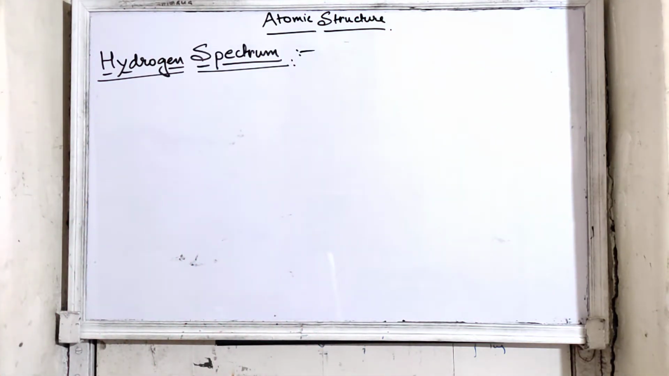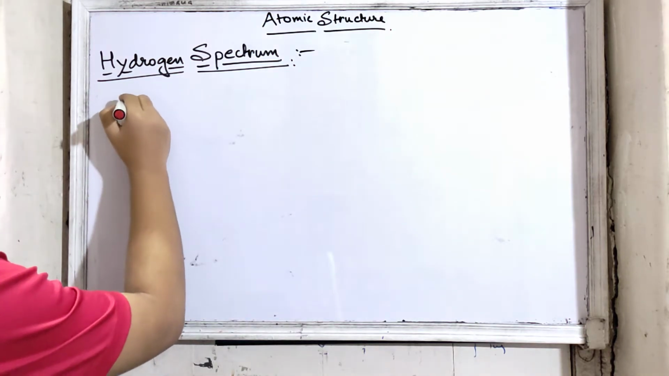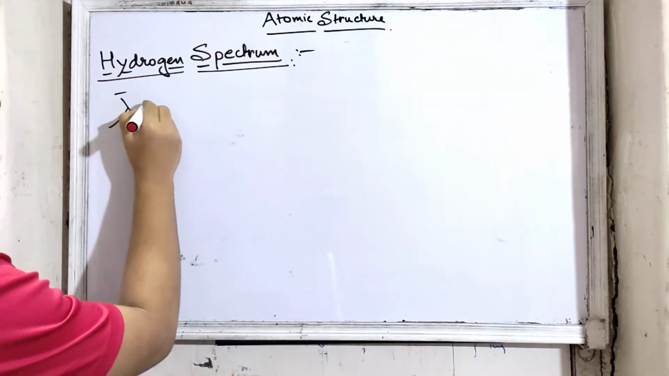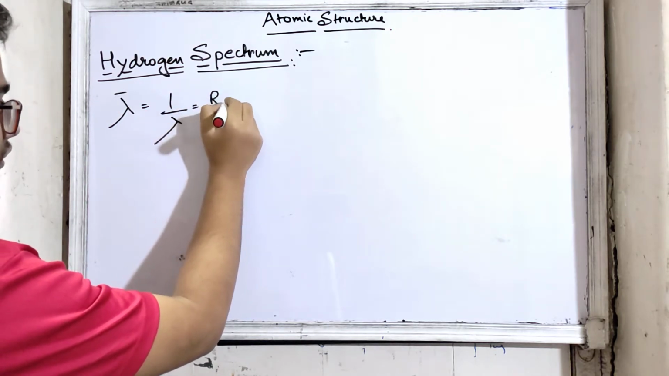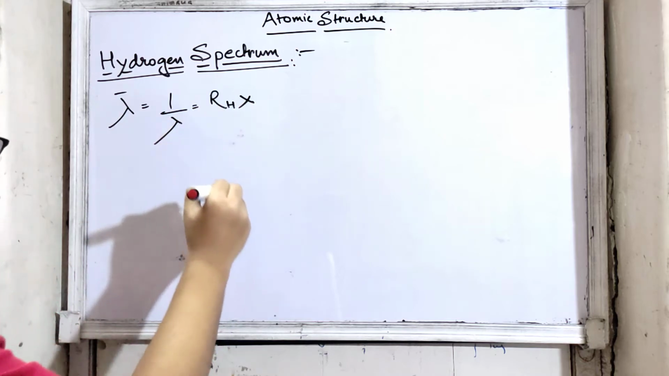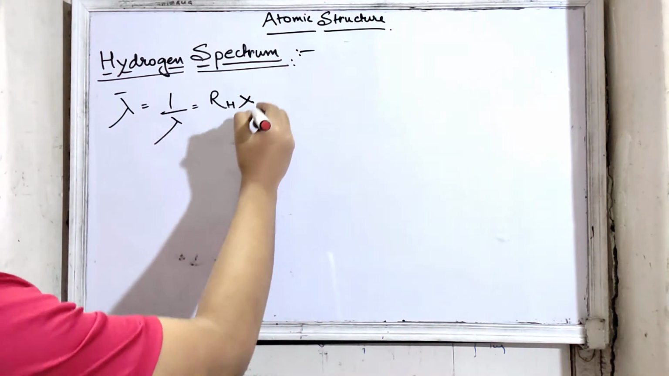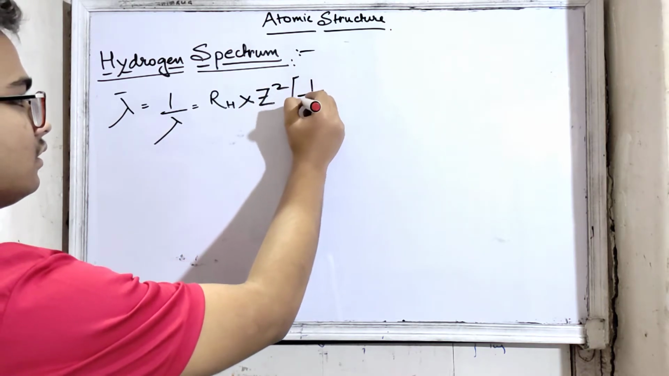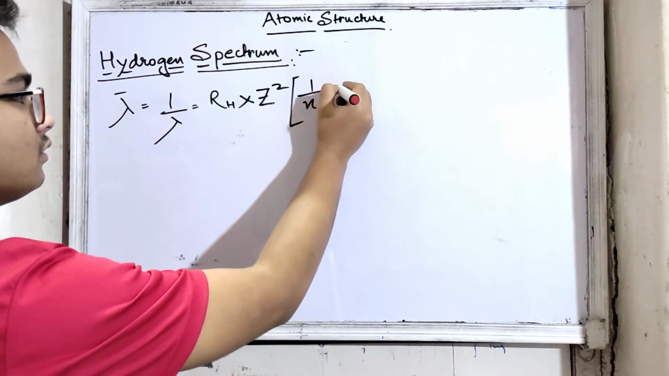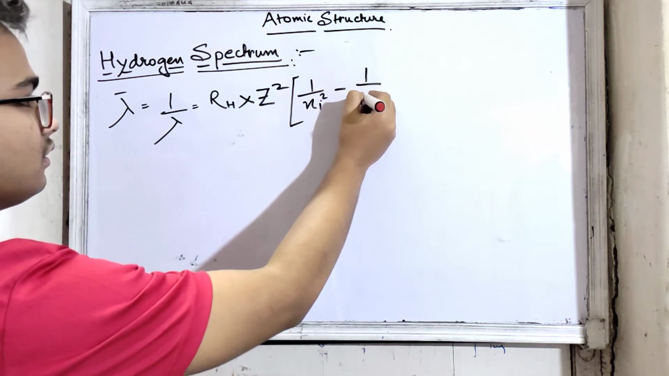Okay, so let's start hydrogen spectrum. It is coming lambda bar equal to 1 by lambda equal to RH into, here you have to multiply Z square into 1 by N1 square minus 1 by N2 square.